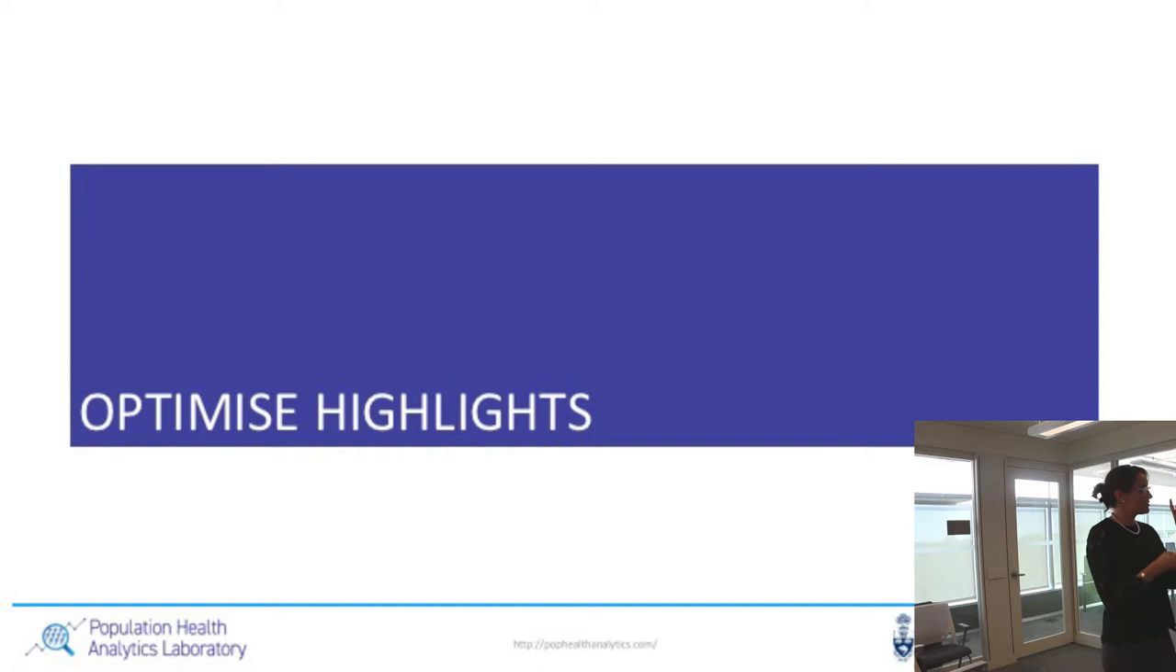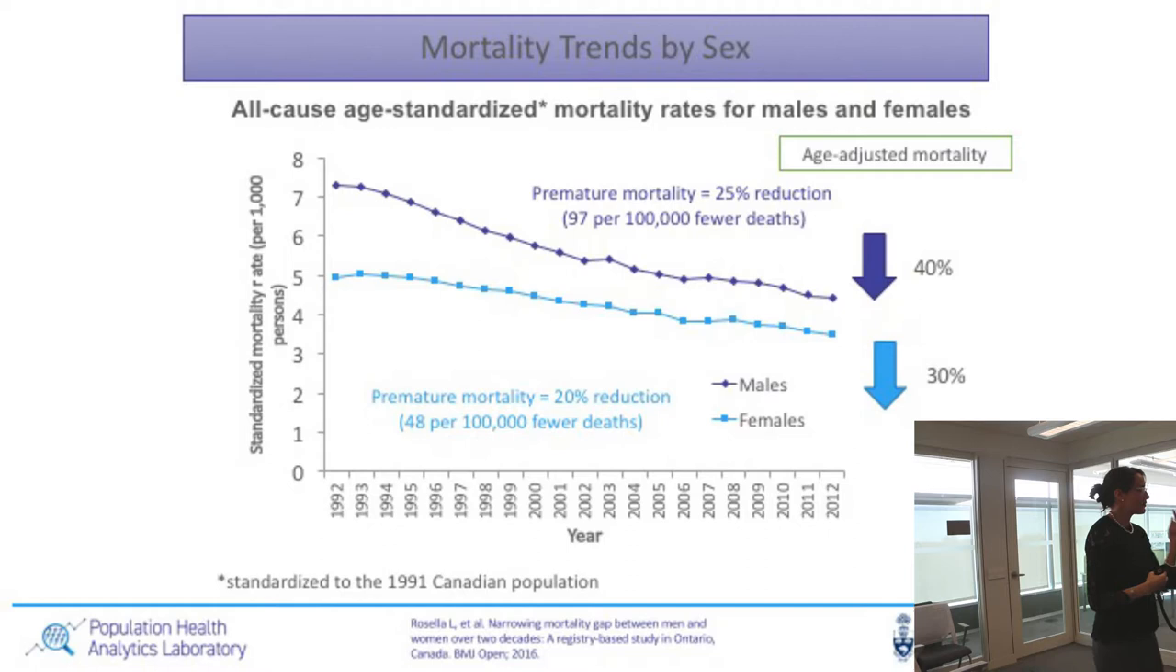So I'm first going to show you what's happening overall, and then basically give you slices of all those different linked databases that we're talking about. And so this is just the overall picture of age standardized mortality for males and females. A couple things to note: overall mortality is falling in Ontario. The gap between men and women is narrowing.